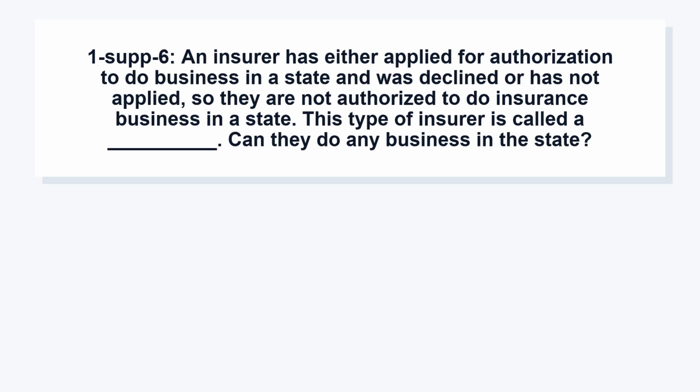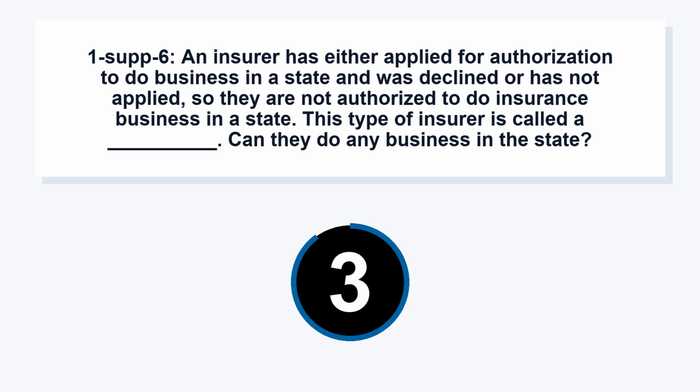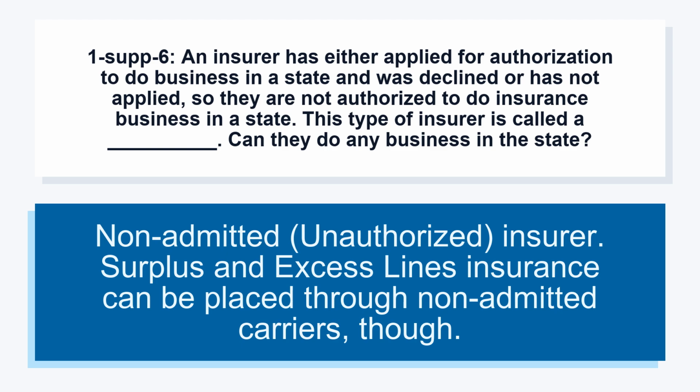1 Sup 6, an insurer has either applied for authorization to do business in a state and was declined or has not applied, so they are not authorized to do insurance business in a state. This type of insurer is called a ____. Can they do any business in the state? Non-admitted, unauthorized insurer. Surplus and excess lines insurance can be placed through non-admitted carriers, though.